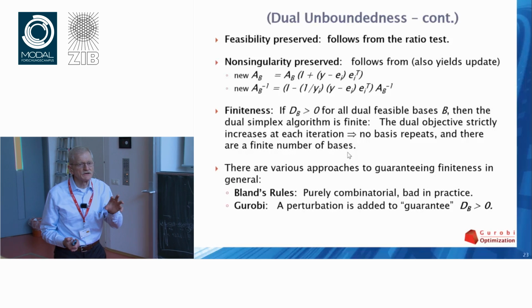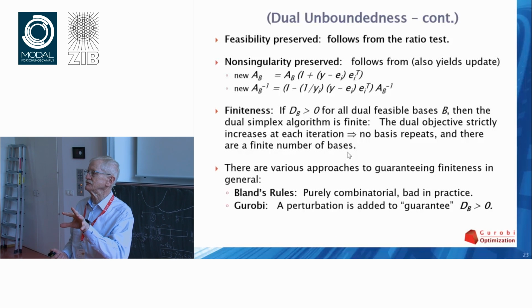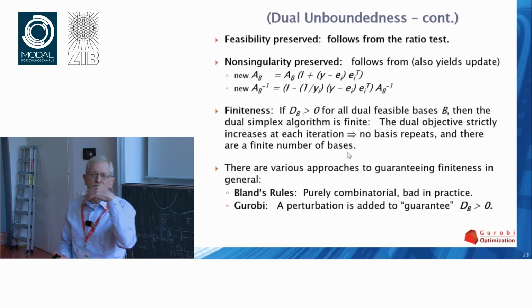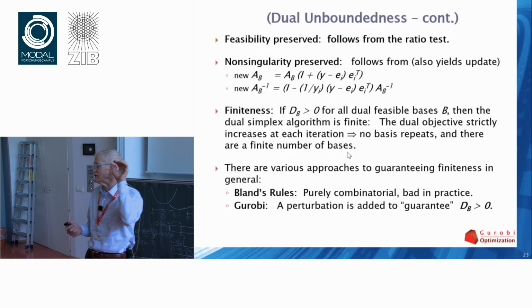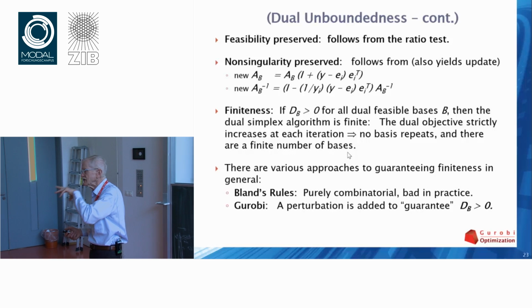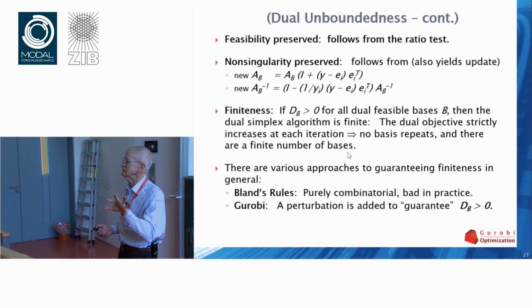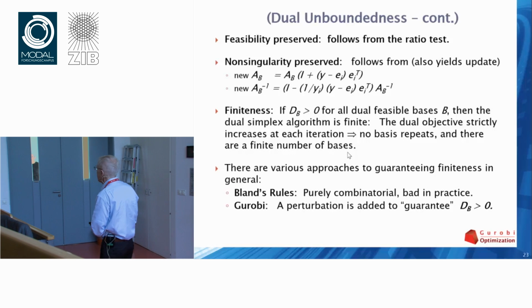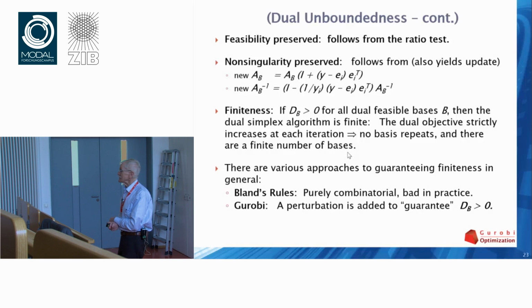Unfortunately, Bland's rule is an absolutely terrible idea from a computational point of view. It determines uniquely the incoming variable. It determines uniquely the outgoing variable. It doesn't pay any attention to the sizes of the reduced costs. It doesn't pay any attention to any numerical issues. It is truly a disaster. But it is a beautiful combinatorial rule and simple to state.